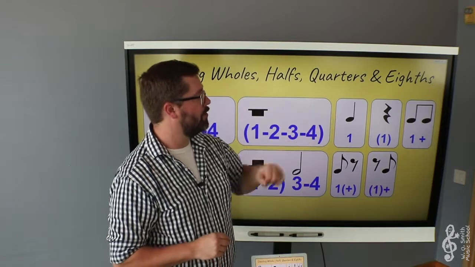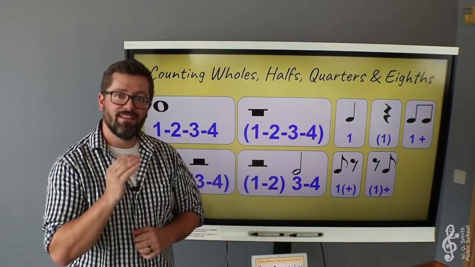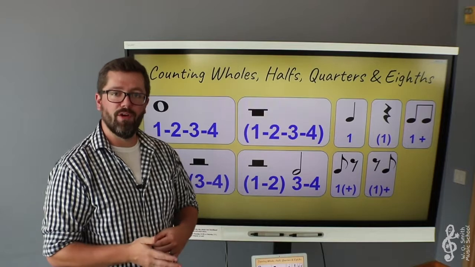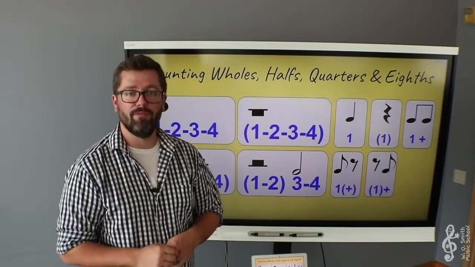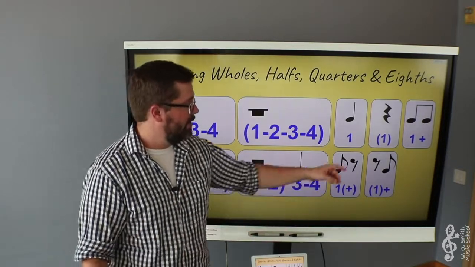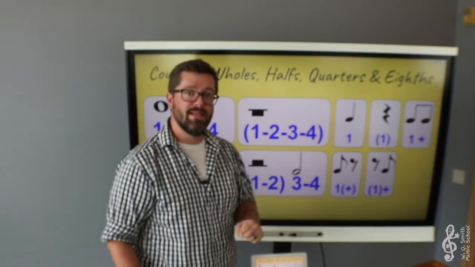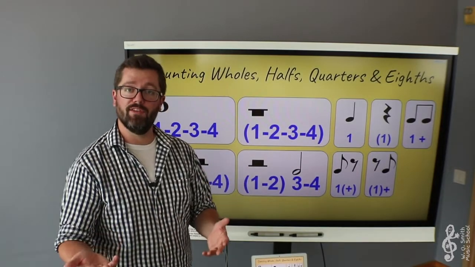Over here we have a quarter note. The quarter note gets numbered for the beat it falls on. So if it falls on beat 3, you write 3. If it falls on beat 6, you write 6. Same thing for the quarter rest, except it gets put in parentheses because it's a rest.